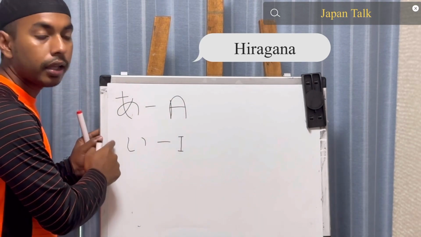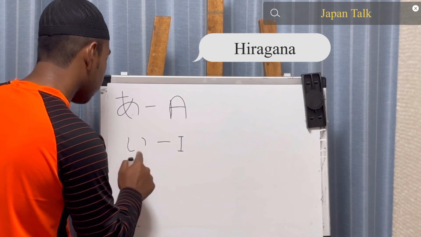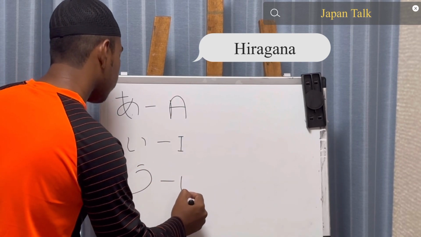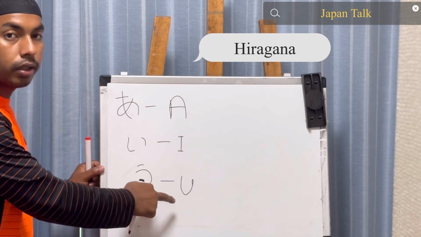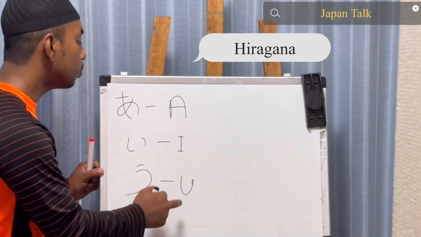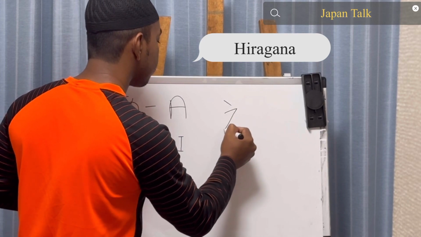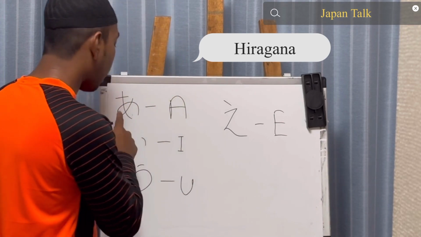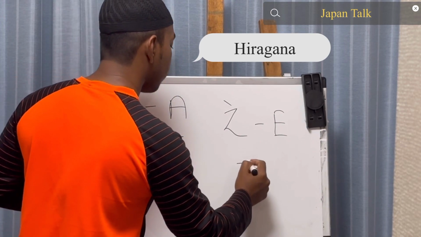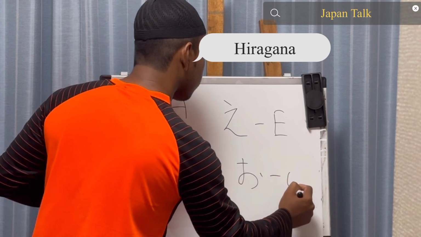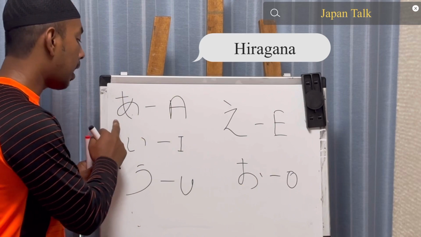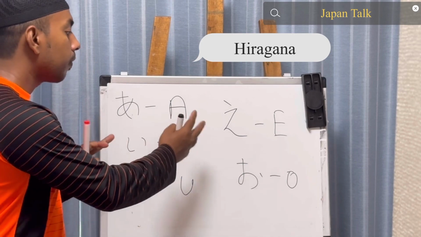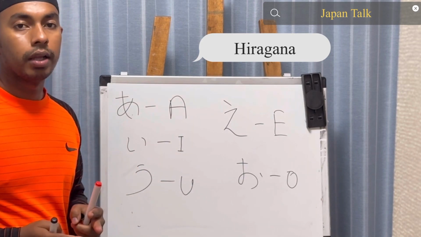E. U. This is not U, this is U. E, U. And then A. E, U, A. And the last one is O. E, U, A, O. So in the Japanese alphabet, these five alphabets are called vowels.